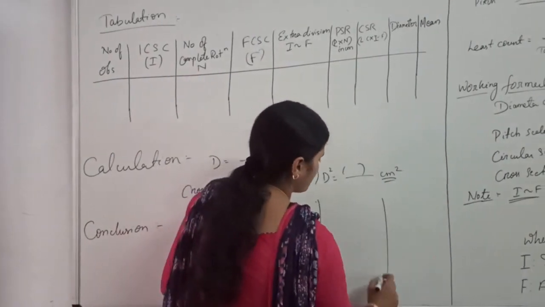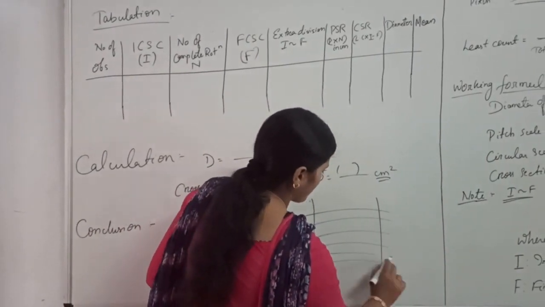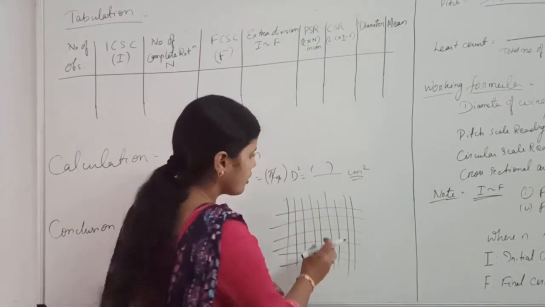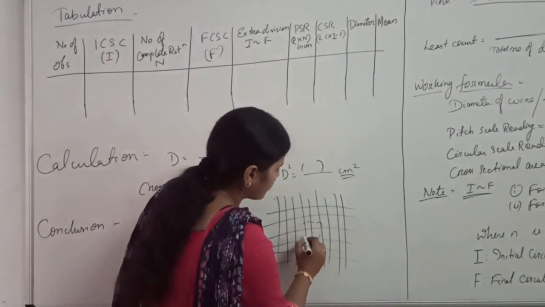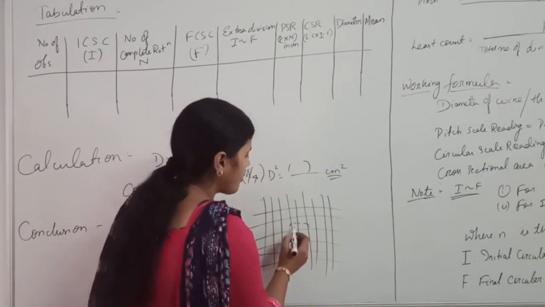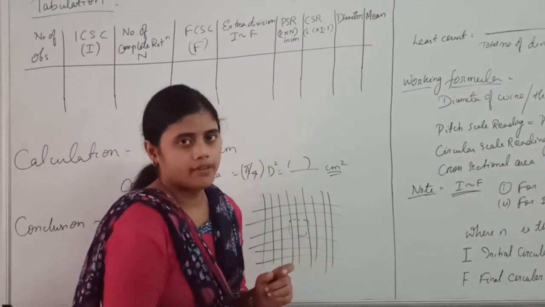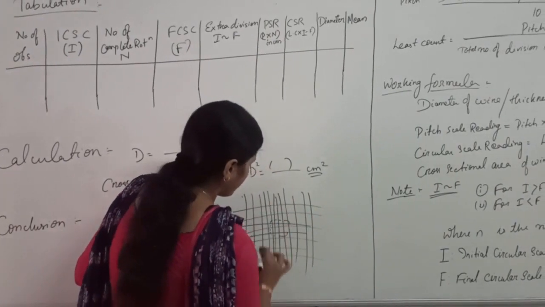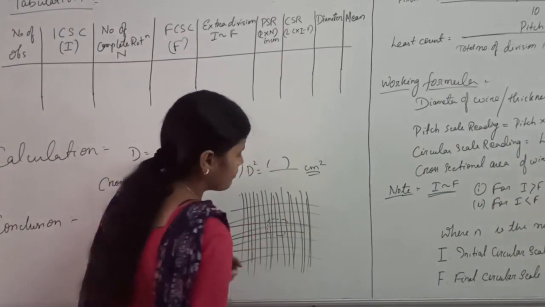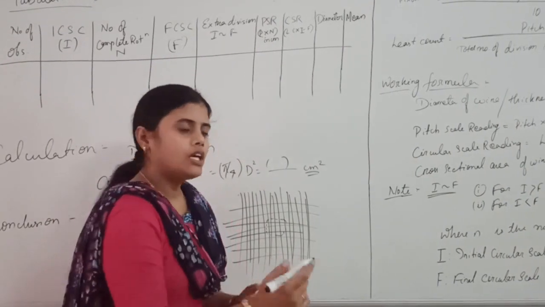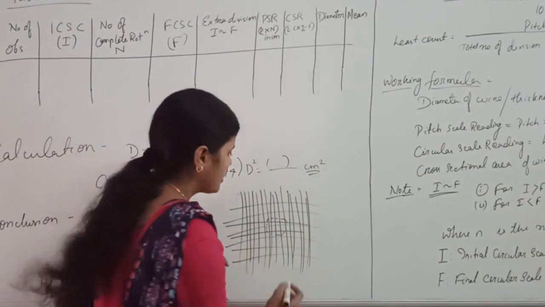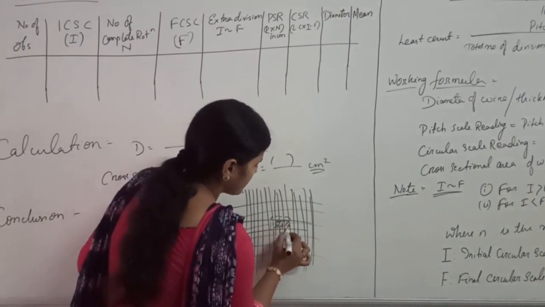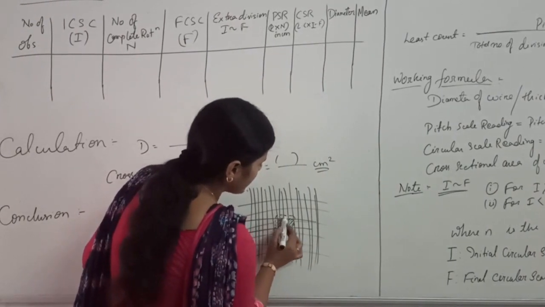Suppose a graph paper is given to you. You have to put that plane lamina on this graph paper. Then you have to draw the outline of that plane lamina. Then you have to count the number of complete squares. When you are able to find the number of complete squares, you will be able to find the volume. Volume will be thickness into that number of complete squares. So see here, this is a complete square, this is a complete square, like this. But this is not a complete square.